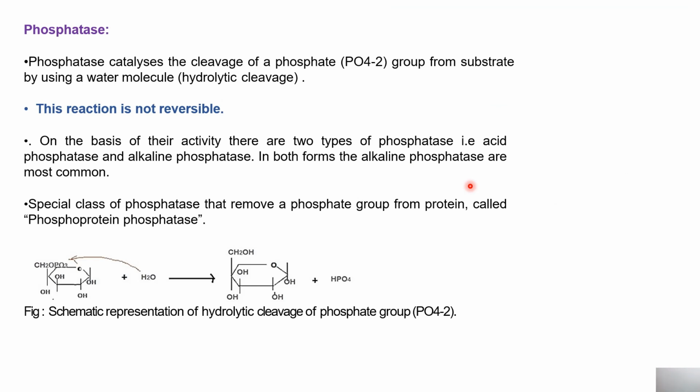So phosphatase catalyzes the cleavage of a phosphate group from a substrate by using a water molecule. It undergoes hydrolytic cleavage, and this reaction is not reversible. On the basis of their activity, there are two types of phosphatases: acid phosphatase and alkaline phosphatase. Of both forms, alkaline phosphatases are the most common. Especially, a phosphatase that removes a phosphate group from a protein is called phosphoprotein phosphatase. This is a schematic representation of the hydrolytic cleavage of a phosphate group.